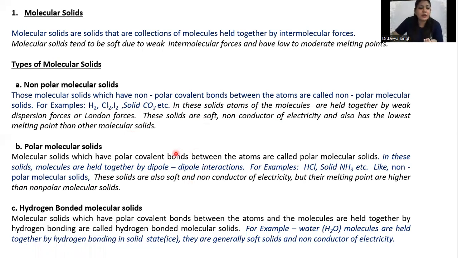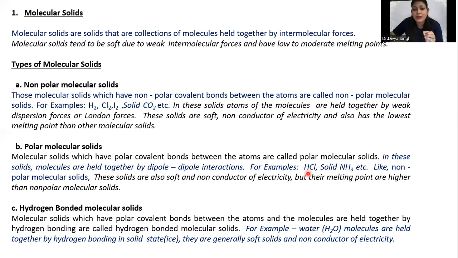Next comes polar molecular solid. In polar molecular solids, the molecules are held together by polar covalent bonds. Definitely, if a polar covalent bond is there, there must be dipole-dipole interaction between the molecules. For example, HCl, solid ammonia. Since there is a dipole-dipole interaction because of the polarity in the bond, it is called a polar molecular solid. Why is HCl written over here?